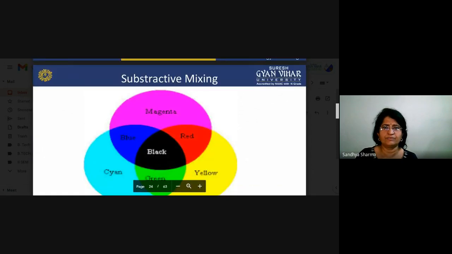Now, subtractive mixing. In subtractive mixing, you can see that we use magenta, cyan and yellow. These are our secondary colors, and two secondary colors make a primary color. Cyan and magenta added make blue. Cyan and yellow make green. Magenta and yellow make red. And when we subtract all three colors, that makes black. So this is the subtractive mixing theory of our color fundamentals.